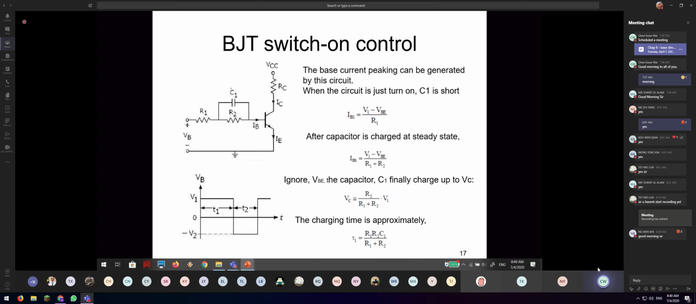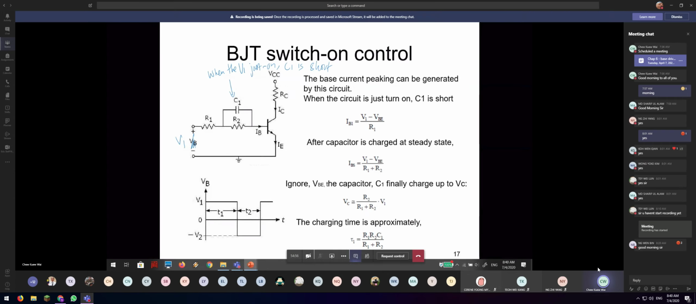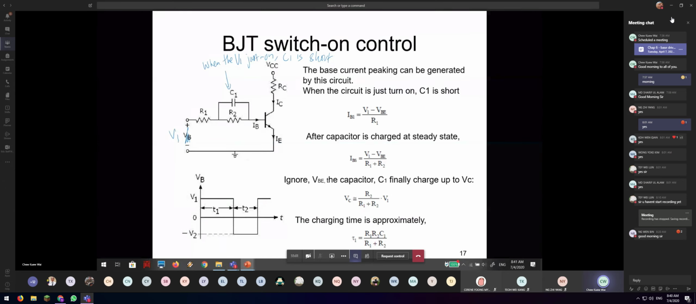Just always remember that when V1 just turns on, the C1 is short. Just remember this behavior because they work at a very fast speed. When you switch on, the voltage just starts to build up, so it starts with a short circuit, and then slowly increases until it achieves saturation. So here is VC1 like this, increasing up to V1.